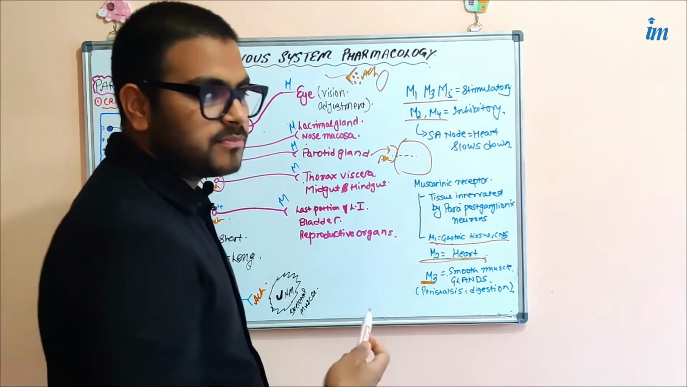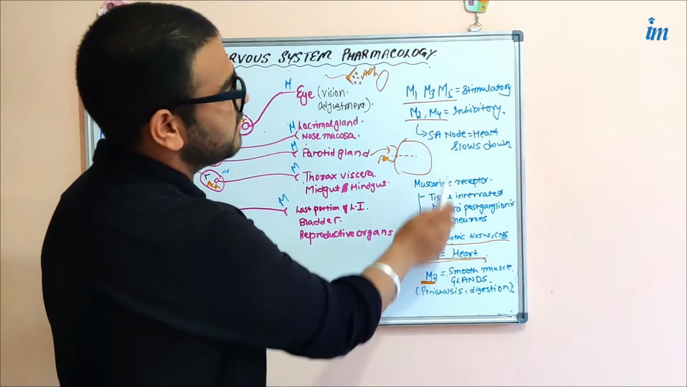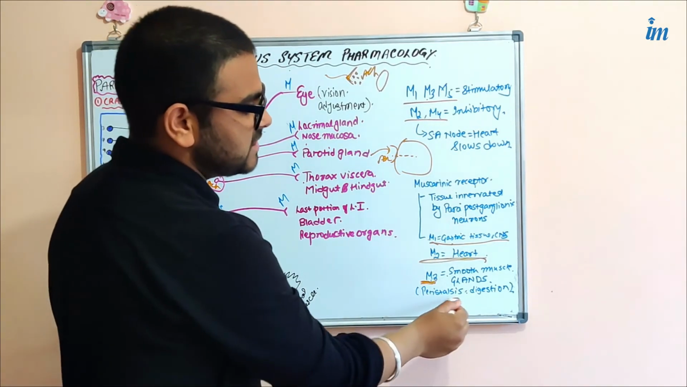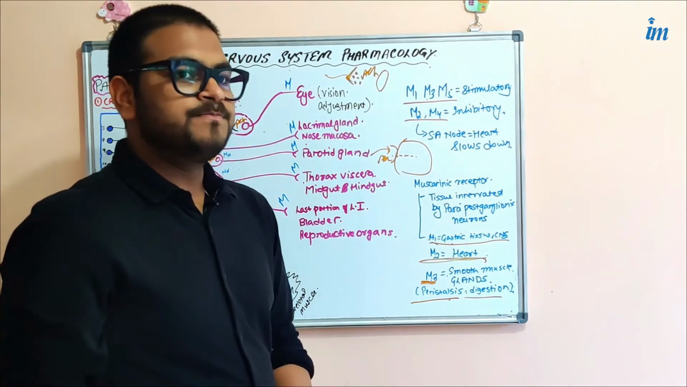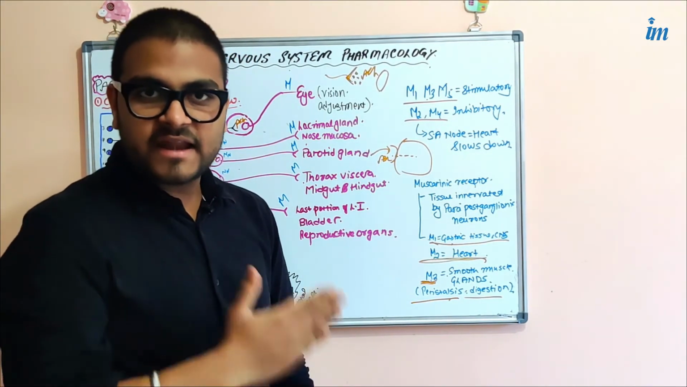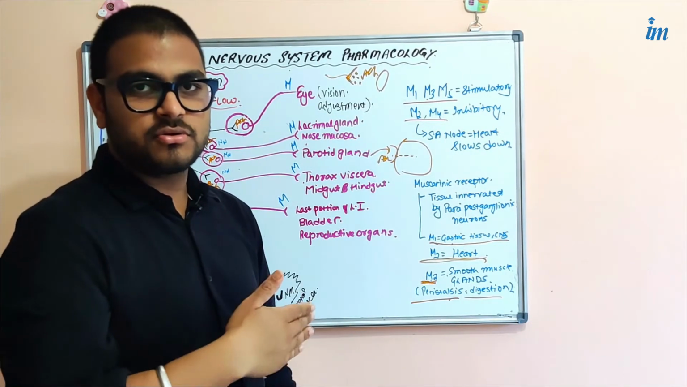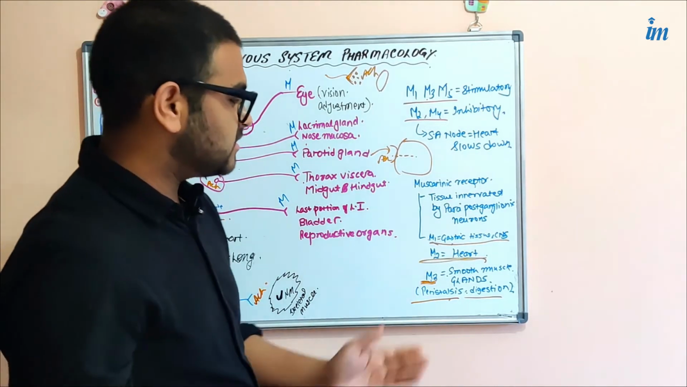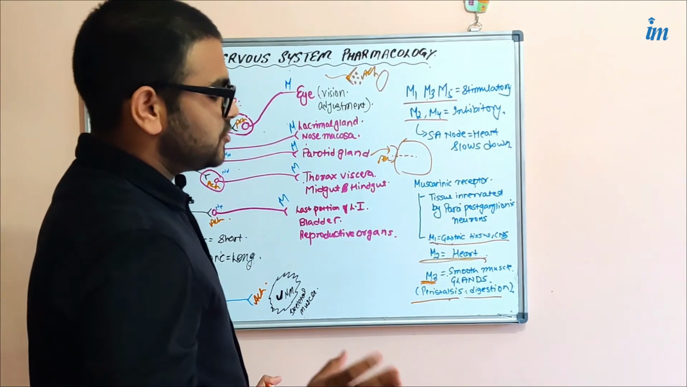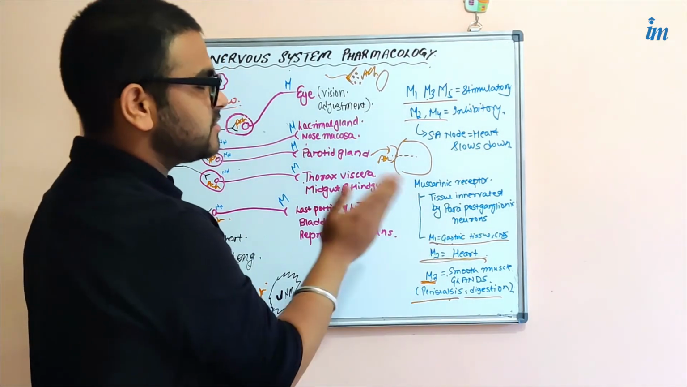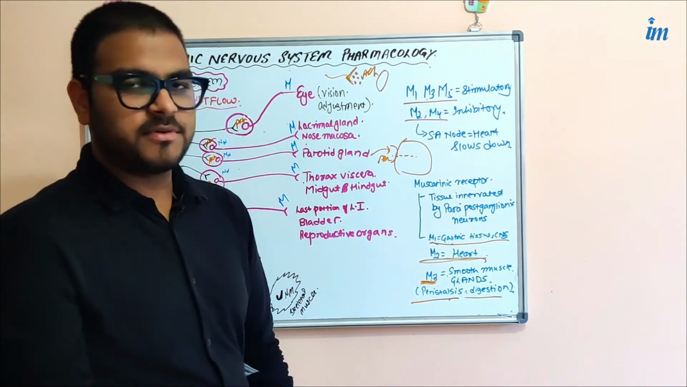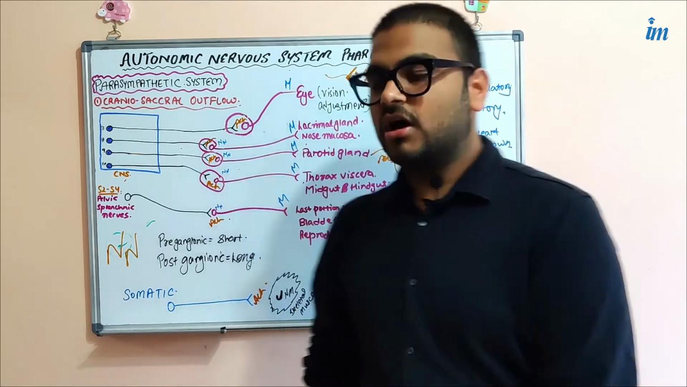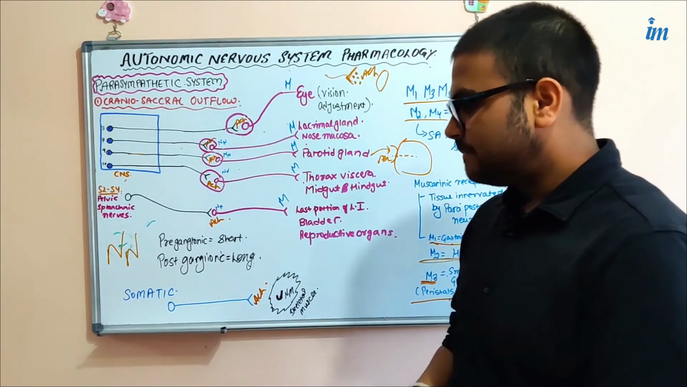M3 receptor, what type of receptor is it? It is again a stimulatory type of receptor. Stimulatory receptor means it will stimulate the peristalsis, it will stimulate the contraction of the smooth muscle of your GIT, and it will propel the food towards the intestine and the large intestine from your stomach. So it will stimulate the peristalsis. So it should be remembered which type of muscarinic receptors are stimulatory and which are inhibitory and where they are present.